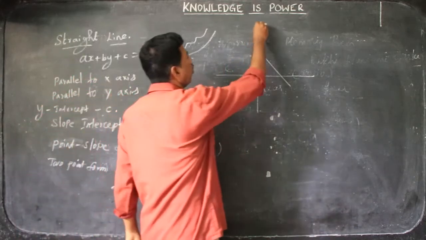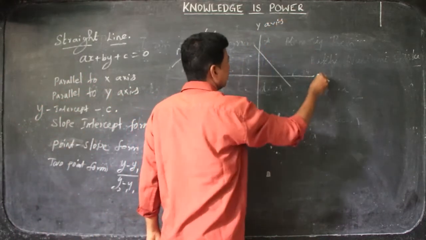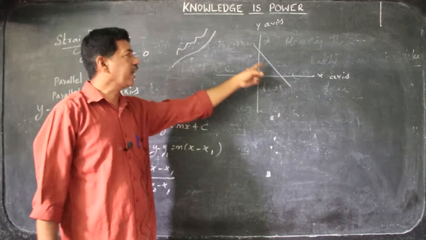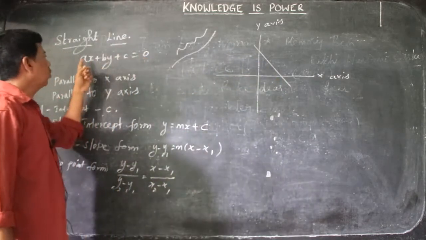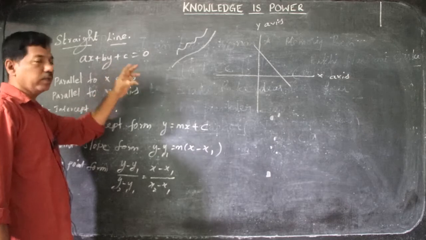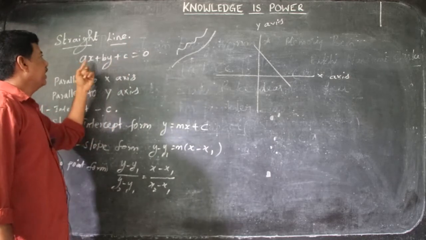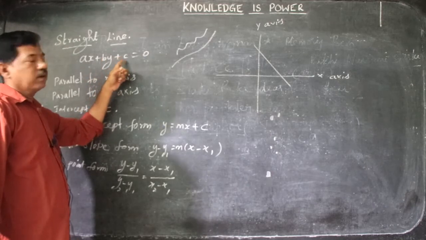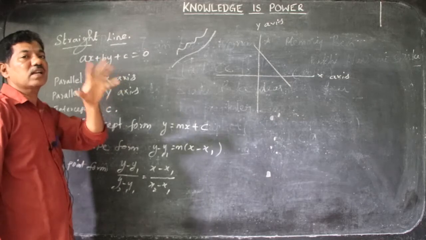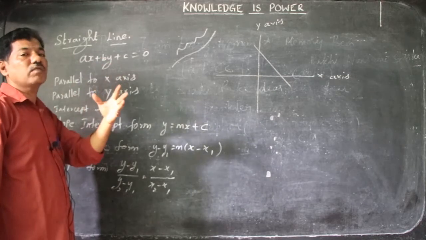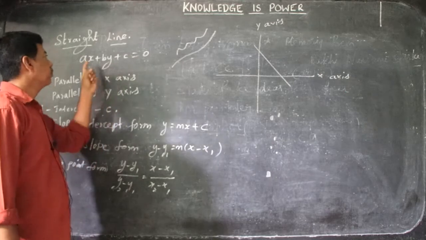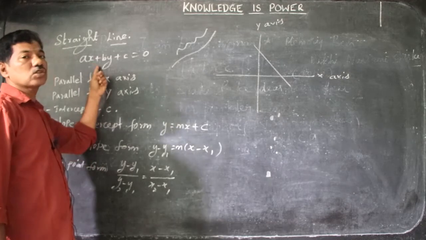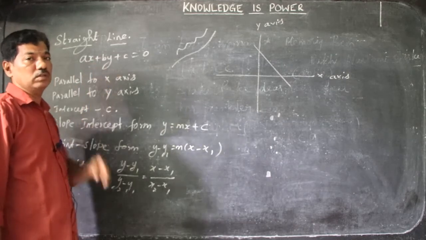So this straight line is meeting the y-axis as well as the x-axis. One of the equations is called ax plus by plus c. We will give some number in that: x coordinate, y coordinate and constant. a, b and c are certain constants, positive or negative numbers. x and y are called variables, two variables, and this is called a first degree equation.